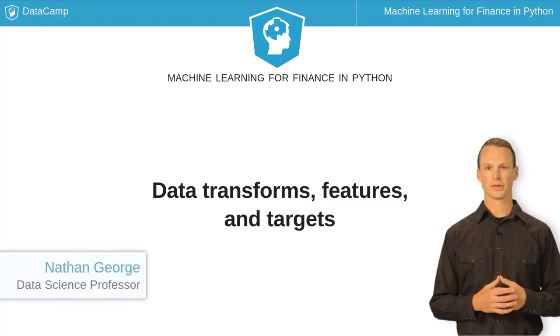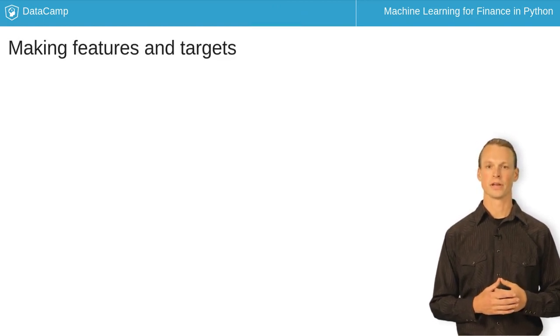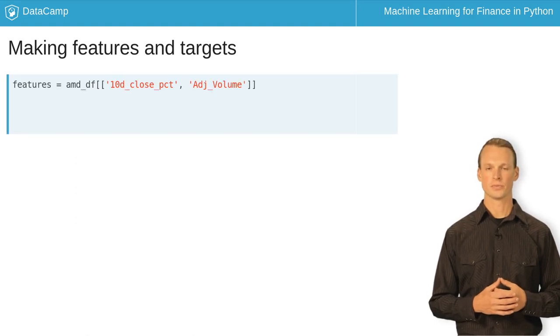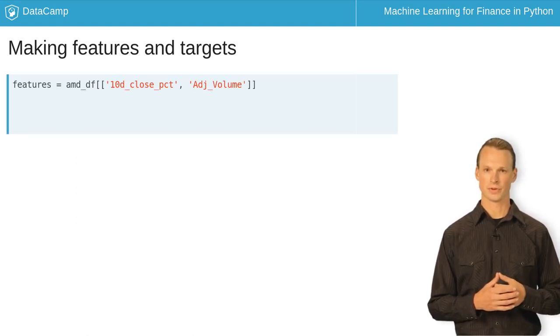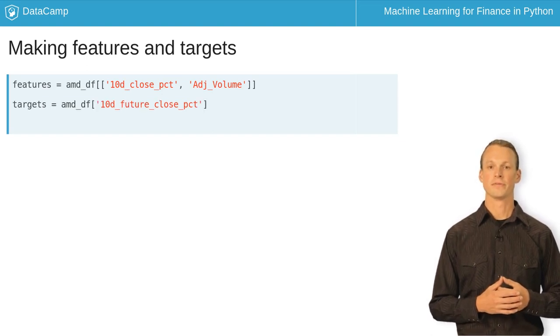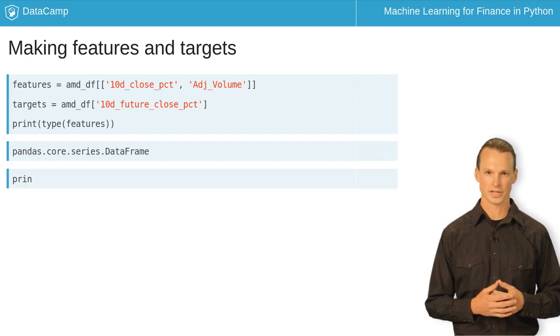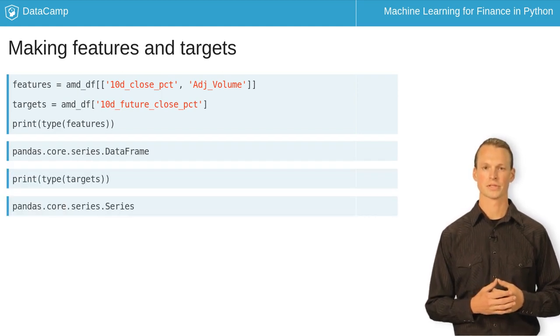Now that we're familiar with our data, we need to get it prepared for machine learning. To prepare our data, we'll need features and targets. Our features are inputs we predict future price changes with, the 10-day price change and volume. Our targets are the future price changes. Generally, we can use pandas, DataFrames, and Series in our machine learning algorithms.